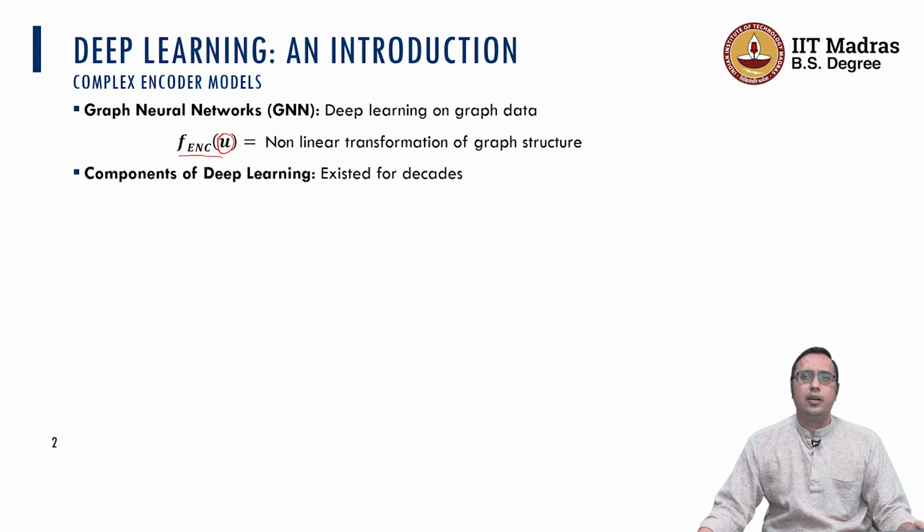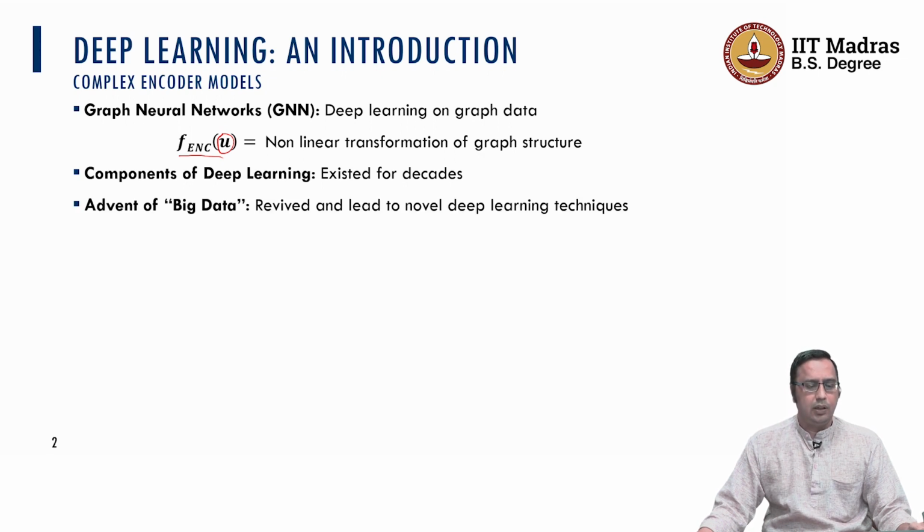Deep learning has been a quite exciting field for the last decade. However, it existed in different forms earlier also, particularly different components of deep learning like neural networks. With the advent of big data, other computational facilities, and technological as well as algorithmic advances, deep learning, or in general neural network learning, has been revived, and there are so many novel deep learning techniques that have been introduced to us in the last 2 decades.